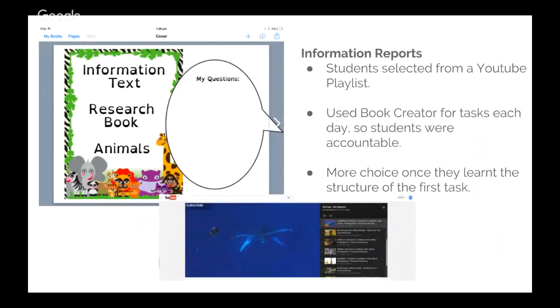We also did a few information reports. So this was more so catering, I suppose, for student interests. So making a playlist of all different animals. I recorded myself instructing them on how to write an information text as well. And then they had to go through Book Creator and answer questions throughout their tasks just to keep that accountability level up.